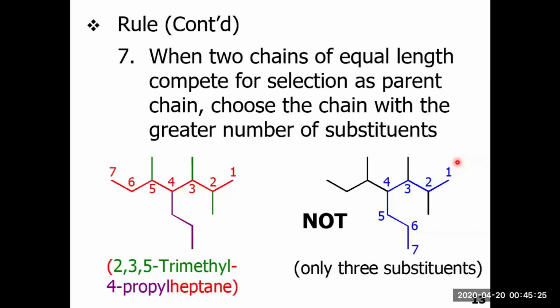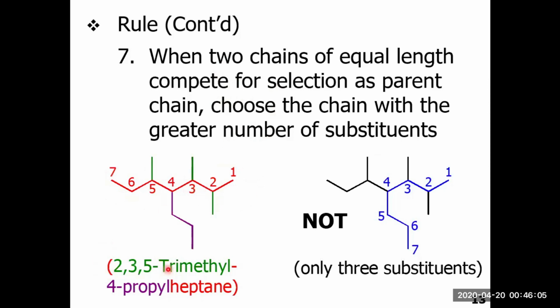Now, what is the rule here? The rule here actually is to choose the parent which has the most number of substituents or branch points. Choose the chain with a greater number of substituents. So in this case, I will have to count how many substituents if this will be my parent chain. Let's count 1, 2, 3, and 4. So 4 substituents. In this case, I have only 1, 2, and this big thing here, that is my third substituent. So only 3 substituents. So when we apply this rule, this chain will win.